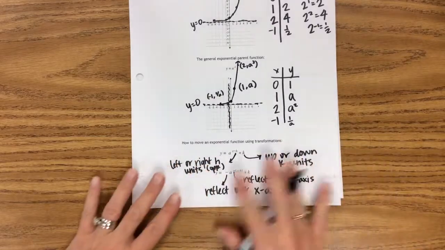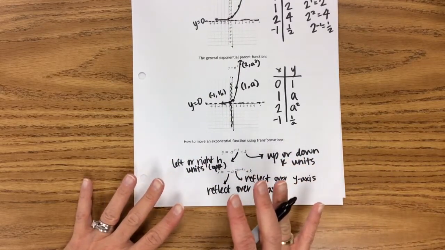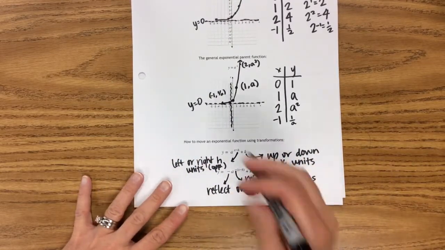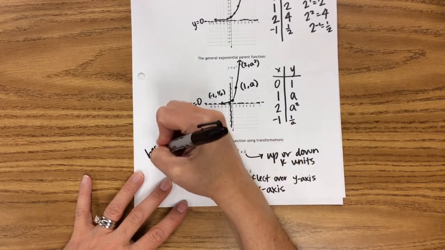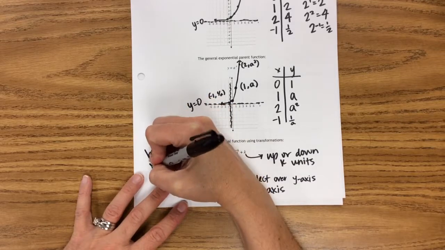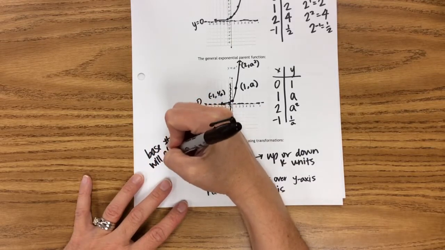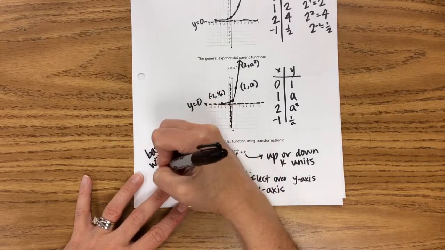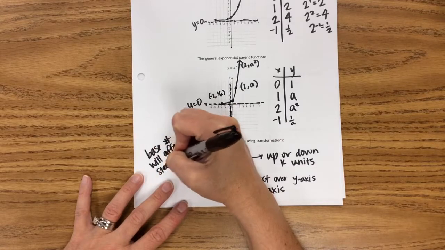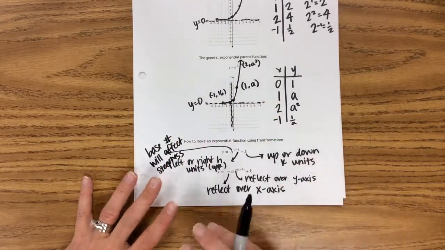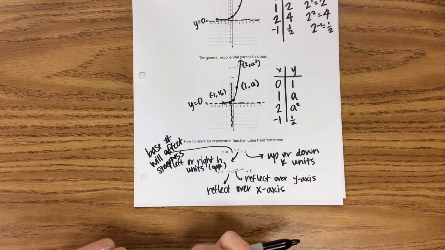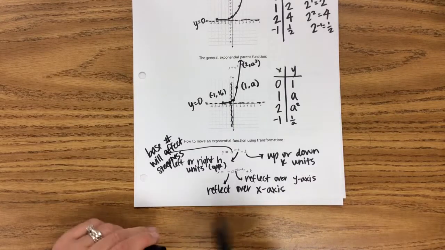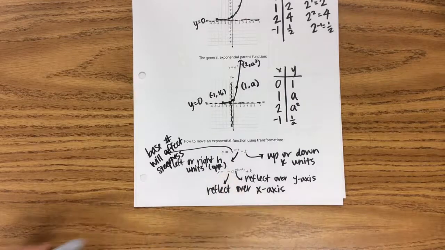The thing that you don't see me writing here is stretch or compress, and that has to do with the base number. So base number will affect steepness. That is equivalent to the stretch or compress that we had before, but with an exponential function, it's going to appear like it's either getting steeper or less steep depending on the base.